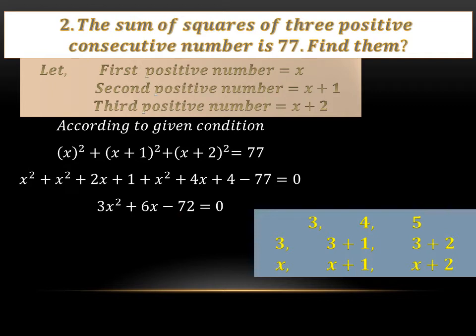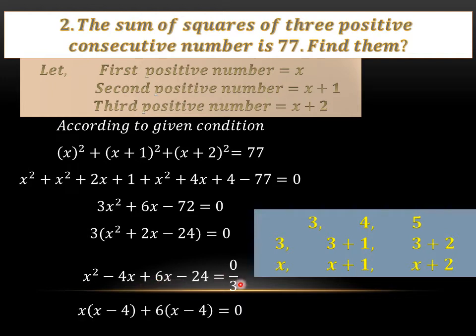After that, we can break the midterm or we can apply the quadratic formula. I will break the midterm here. But before the midterm break, we can take 3 as the common factor. The remaining terms will become x square plus 2x minus 24. Dividing 0 by 3 and breaking the midterm of the remaining terms, we will get x square minus 4x plus 6x minus 24 equals 0. Taking common, we will get x into x minus 4 plus 6 into x minus 4 equals 0. As the two brackets are the same, we can say that the midterm was correctly broken.